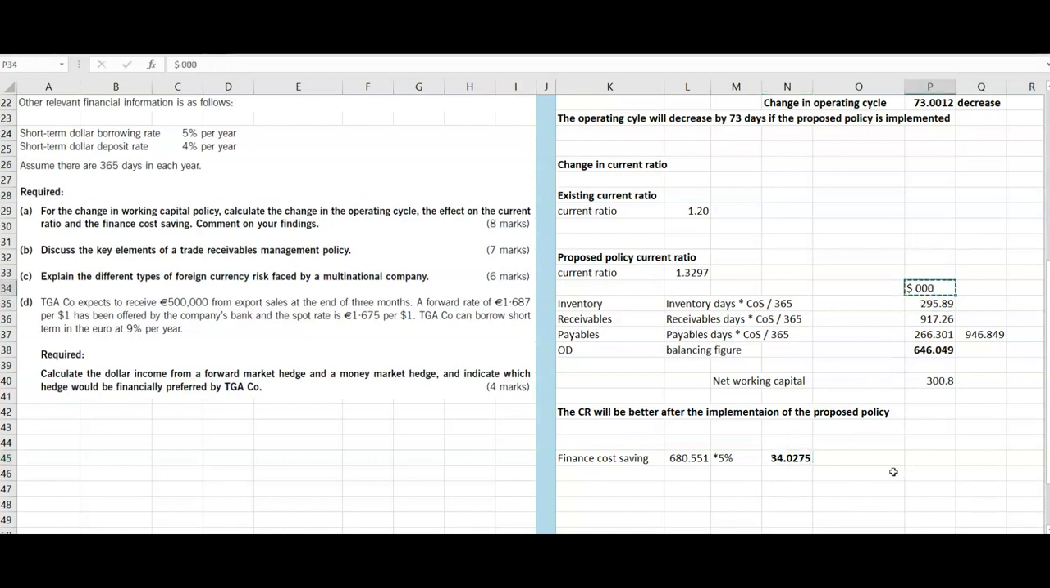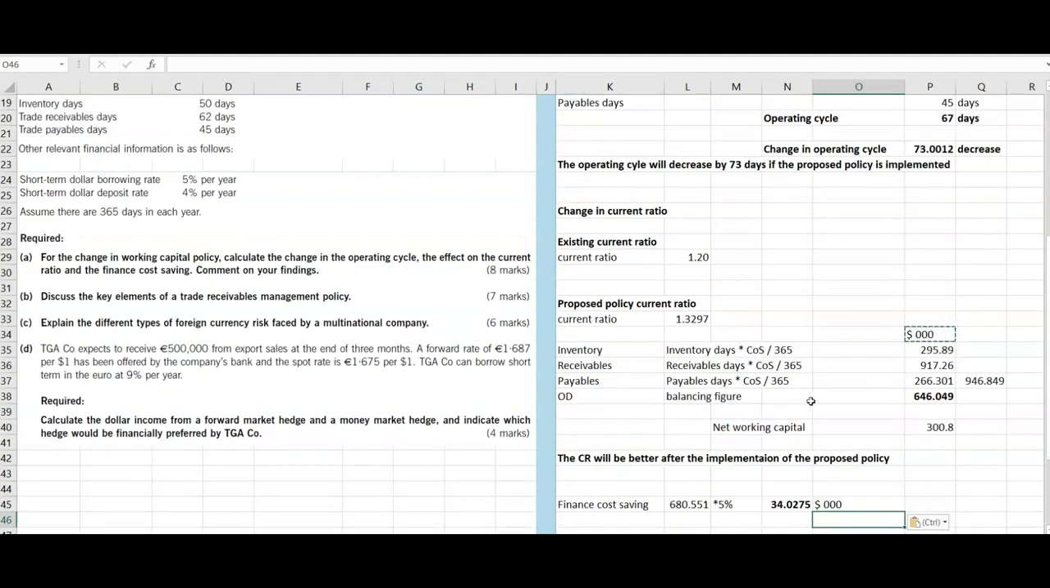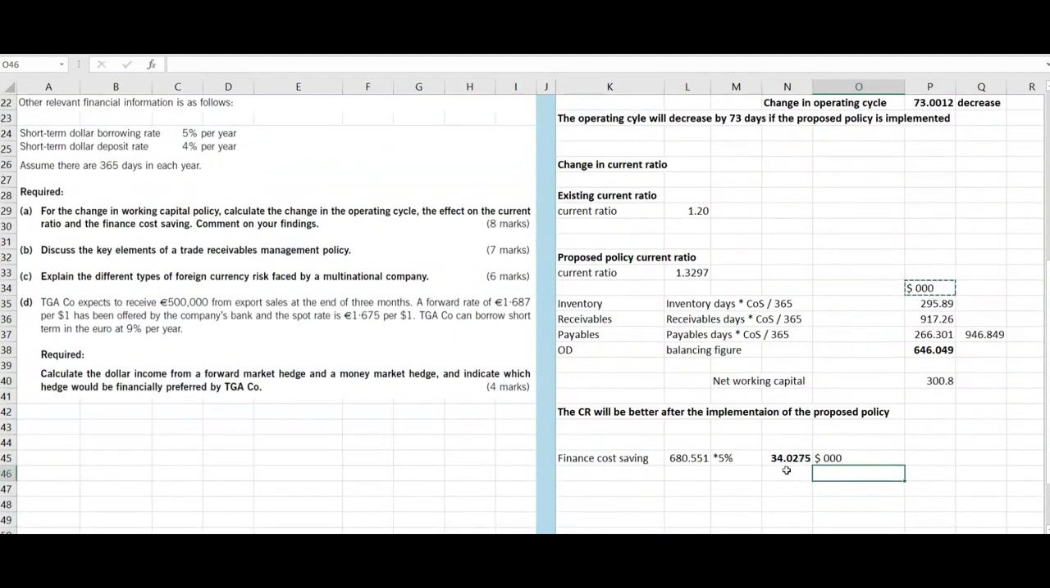We'll take this number here. We'll put it here. 34,000 you will save because of the reduction in the overdraft amount. Overdraft falls from 1326 to 646. So we will save this much of finance cost. So that's about this answer.